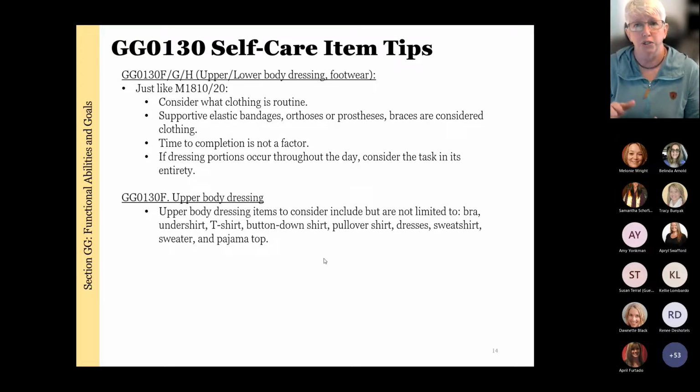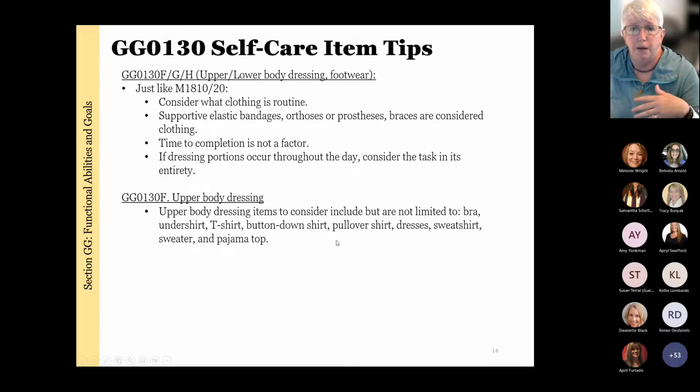If the dressing portions occur throughout the day, consider the task in its entirety. Okay, so I did the bra and the t-shirt first thing in the morning, later in the day came the sweater, then at night came the jacket to put on. I want to take all those things together, not just consider what I only did in the morning. Everything together in its entirety. How did I do with that task? Was a helper needed at any of those stages?